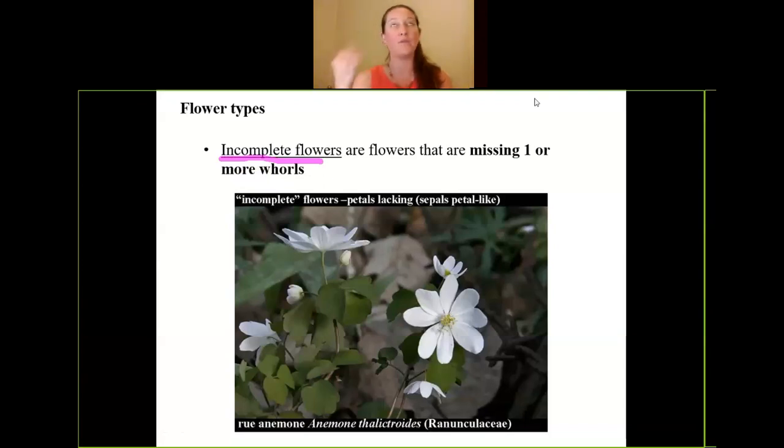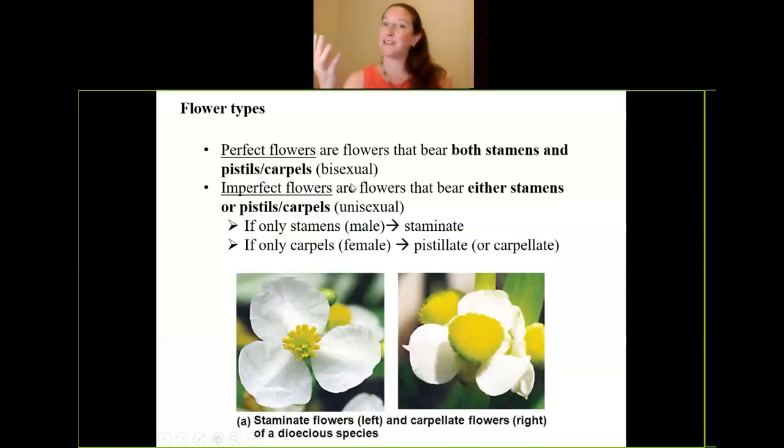So if you don't have petals, you're an incomplete flower. If you don't have sepals, you're an incomplete flower. If you don't have stamens, you're an incomplete flower. If you don't have pistil or carpel, you're an incomplete flower. But it gets even more complicated from that, right? So complete and incomplete refer to the number of whorls. Complete flowers have 4 whorls. Incomplete flowers have less than 4 whorls. That's it. It deals with whorls.